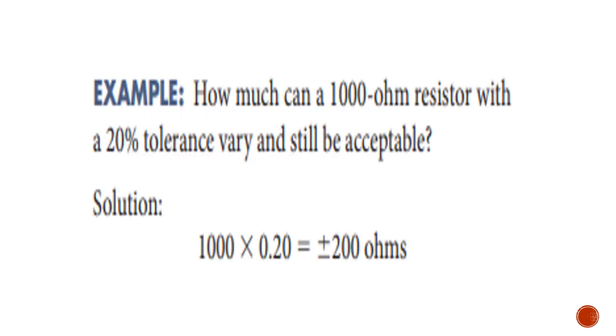For example, how much can a 1000 ohm resistor with a 20% tolerance vary and still be acceptable? In order to find the tolerance, we need to multiply 1000 ohms with 20% or 0.20. This will give us ±200 ohms. The tolerance is ±200 ohms. Therefore, the 1000 ohm resistor may vary from 800 to 1200 ohms and still be satisfactory.